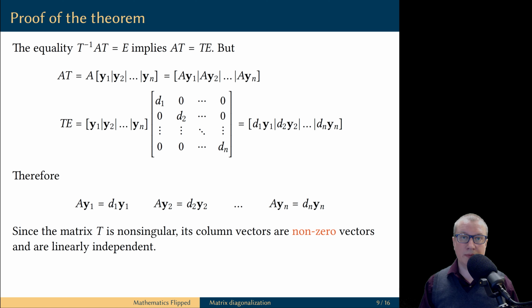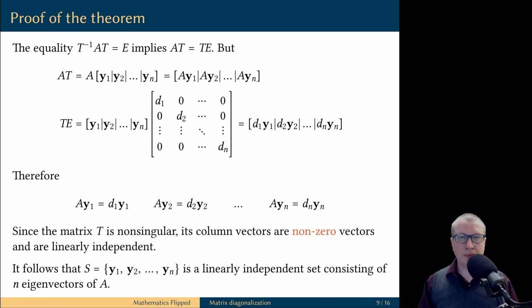But they are columns of a non-singular matrix. Therefore, they cannot be zero vectors. This verifies that the vectors y1, y2, and so on are non-zero vectors, and therefore they are eigenvectors of the matrix A. Moreover, they are linearly independent because they are the columns of a non-singular matrix T. And so, we have proved that if the matrix A is diagonalizable, then it is possible to find a set of n linearly independent eigenvectors of the matrix A.